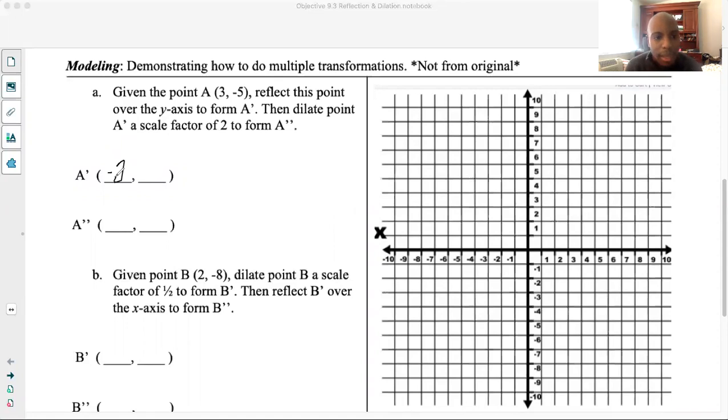Oh, I've got some technical difficulties going on here. Okay, that would become -3, -5. Then it says to dilate that point a scale factor of 2. To dilate a scale factor of 2 means we're going to multiply that, and we wrote this down as well in the bellwork, -6, -10.